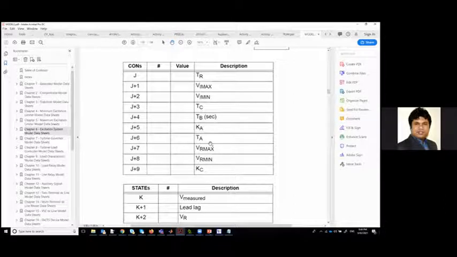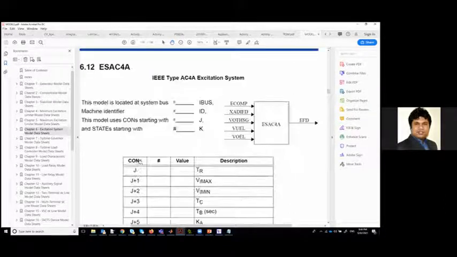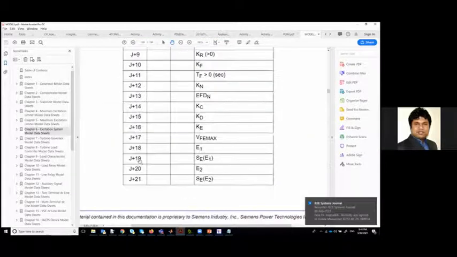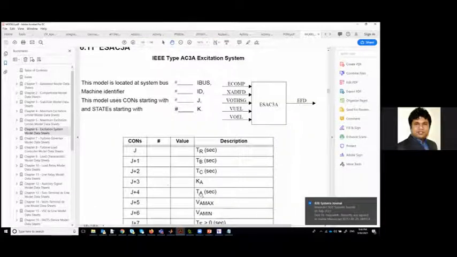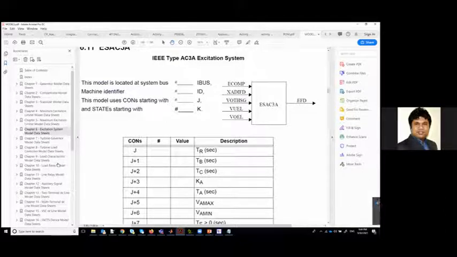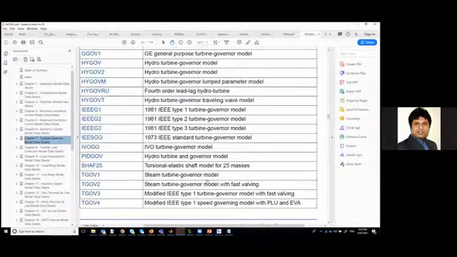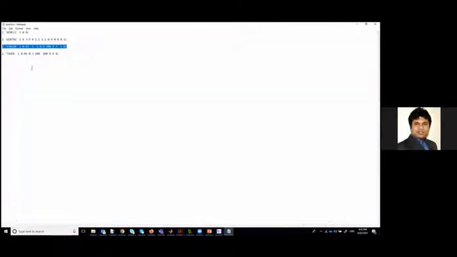Okay, let's say instead of this, if you've got the parameter, your model might fit somewhere in this model. You can use that. So there is no hard and fast rule. Then the turbine governor. We use a governor model, TGOV1. This is the commonly used one. Whatever I have shown here, all these are commonly used models.